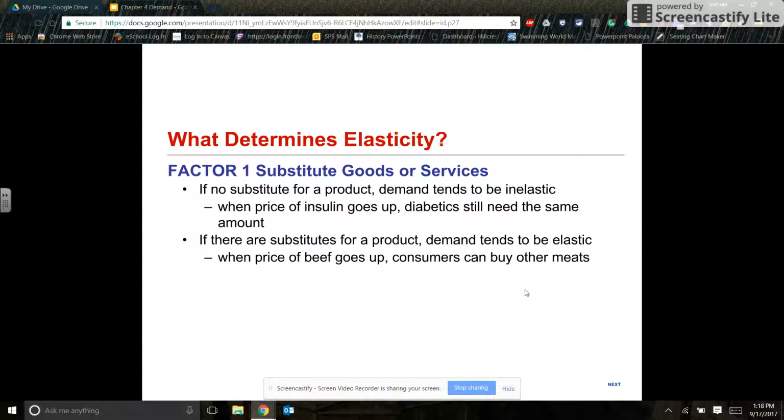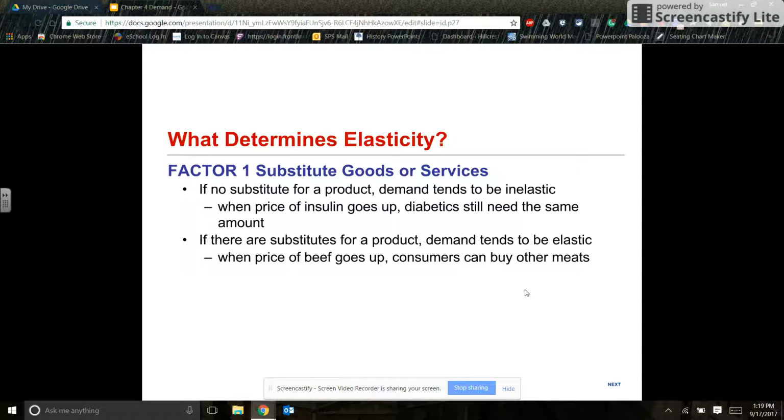A couple years ago, there was an example of the company that made EpiPens, the injectable epinephrine that you use in a case of a severe allergic attack. Someone who has severe life-threatening allergies, such as a peanut allergy or a scent allergy, is going to have to buy an EpiPen no matter what it costs. So that will be an inelastic demand.